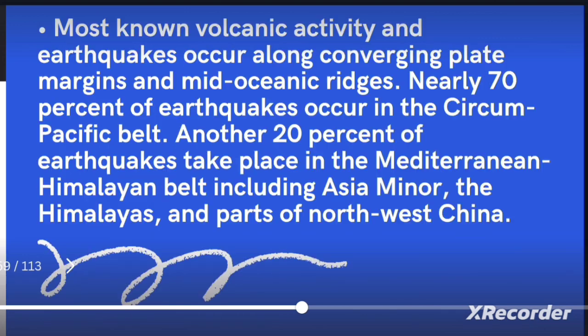Most known volcanic activities and earthquakes occur along converging plate margins and mid-oceanic ridges. Nearly 70% of the earthquakes occur in the circum-Pacific belt. Another 20% of the earthquakes take place in the Mediterranean-Himalayan belt, including Asia Minor, the Himalayas, and parts of northwest China.